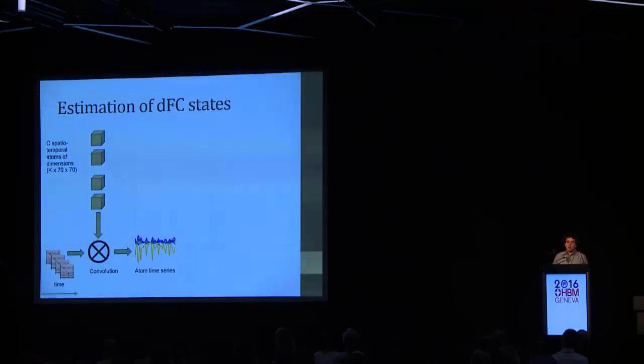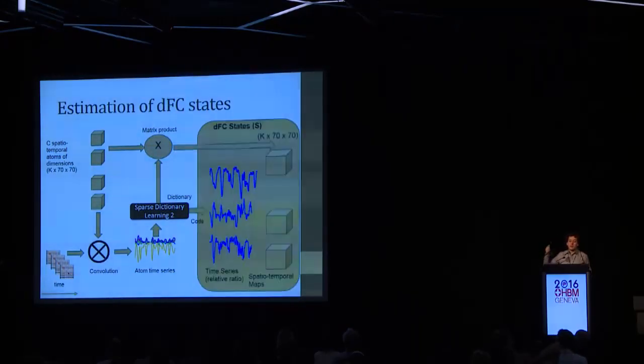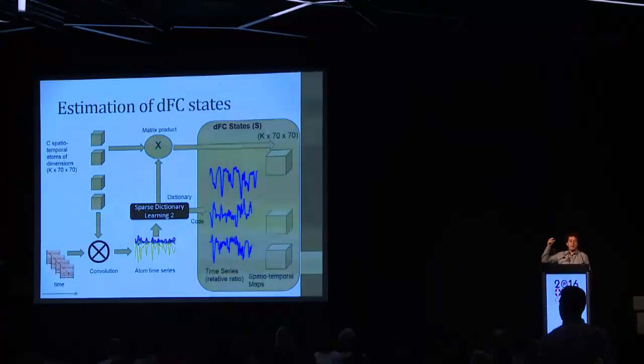And in order to summarize this signal further, we use a second dictionary learning, which extracts recurring patterns of this activation state. So this is useful to further summarize the connectivity into what we call in the end dynamic functional connectivity states, which is a set of spatiotemporal maps of size k by 70 by 70. So you can see that as a set of 3D covariance matrices, so transitions in connectivity patterns, and each of these states has a time series, which we express in terms of a relative ratio, which is a number between 0 and 1. When it's 1, it means that only this state is active currently, and 0 means it is not active. So it sums up to 1.